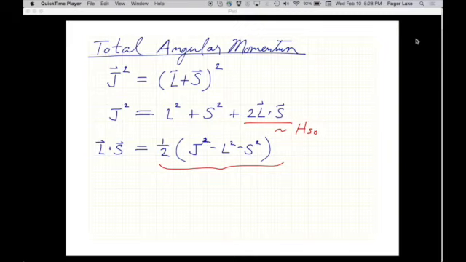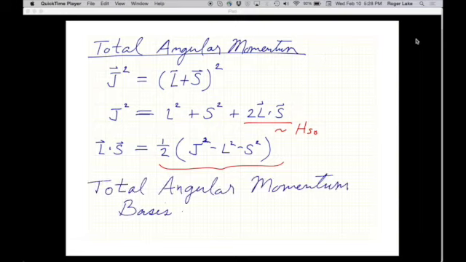We're going to do a change of basis from the basis we've been using into what's called a total angular momentum basis. So first let's talk about a total angular momentum basis. Okay, and this basis we're going to write in the same way we write any angular momentum basis.